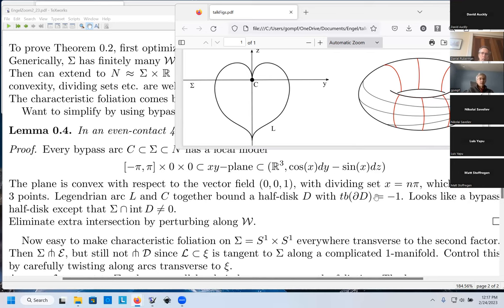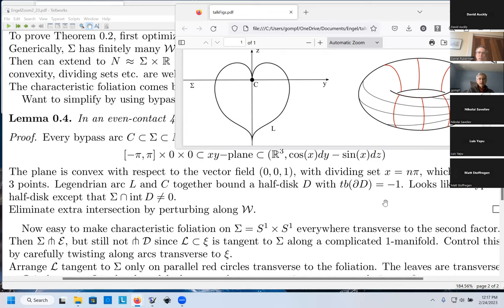And in particular, what we want to do is find arcs and circles that are transverse to Xi, and then we have a local model we can use for twisting and simplifying this intersection. And then the conclusion is that we can actually simplify until the simple picture I want to see is what I've actually drawn here. We can arrange the line field so that it's only parallel to sigma along a bunch of parallel circles transverse to the foliation. That's these red circles I've drawn.